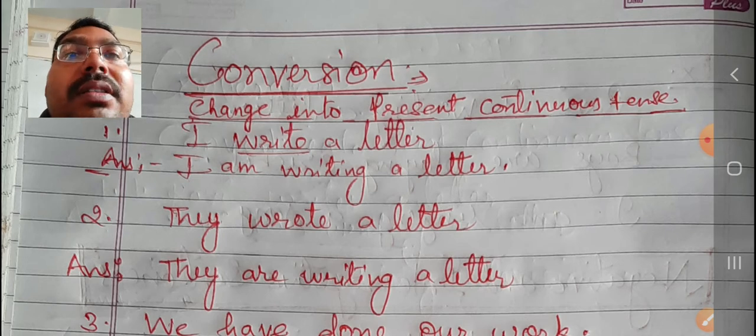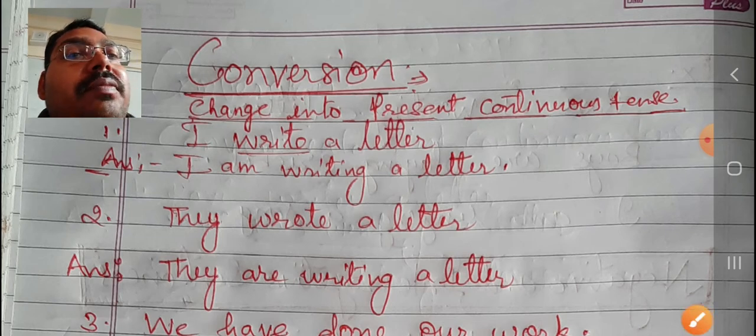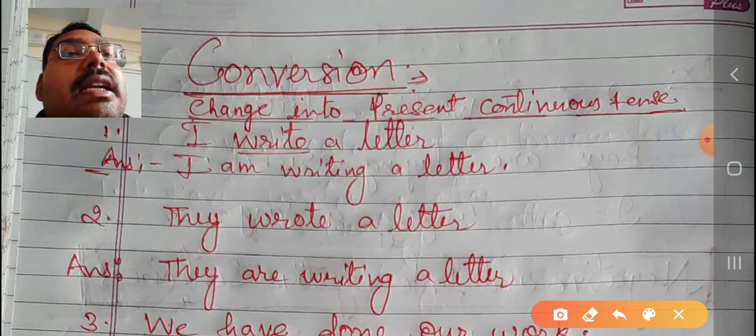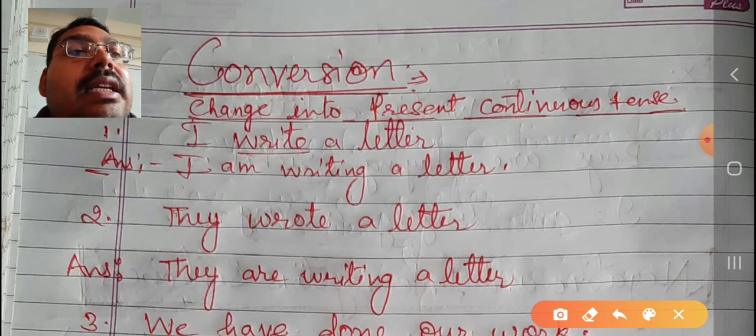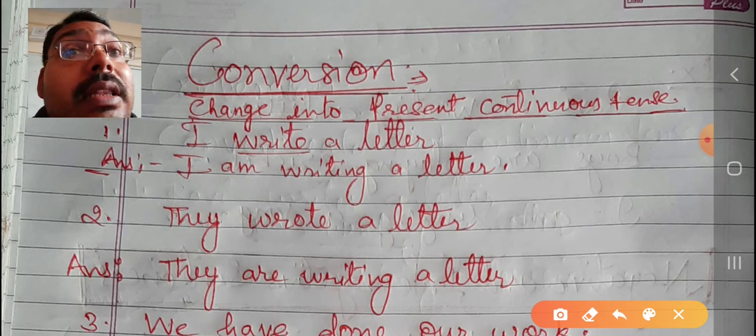You need to remember the rule that we use is/am/are plus verb first form plus ing in the present continuous tense. As soon as they say you, then you can change this sentence. For example, sentence one says, I write a letter. This sentence is in simple present tense. But they are saying you change into present continuous tense. And we know from the rule, that we use is/am/are plus verb first form plus ing in present continuous tense.